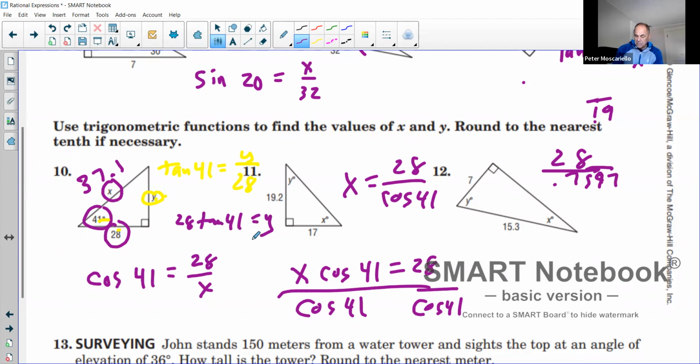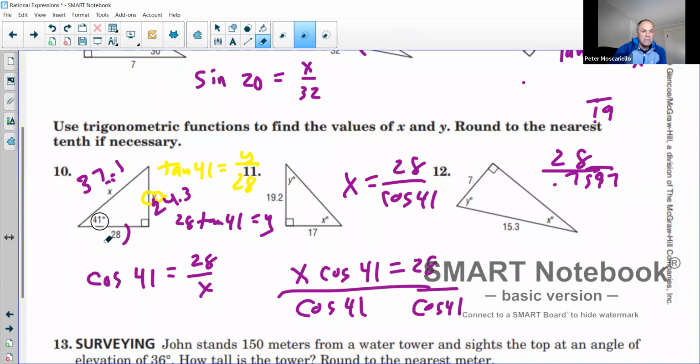I shall do it. So I'm going to do 41 tan and then times 28. I get 24.3. And that kind of makes sense, kids. I'll show you why.